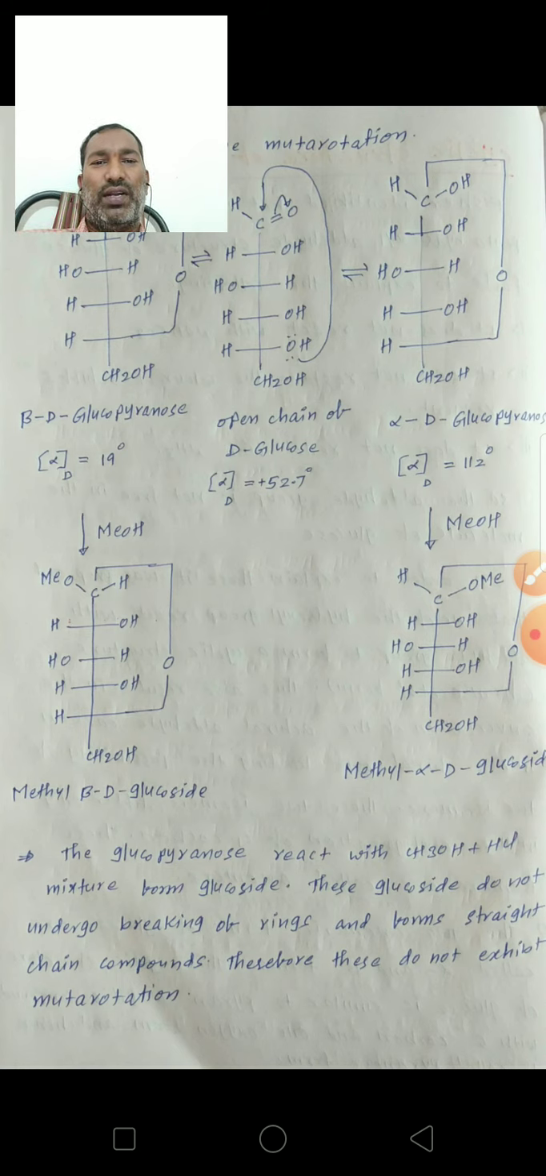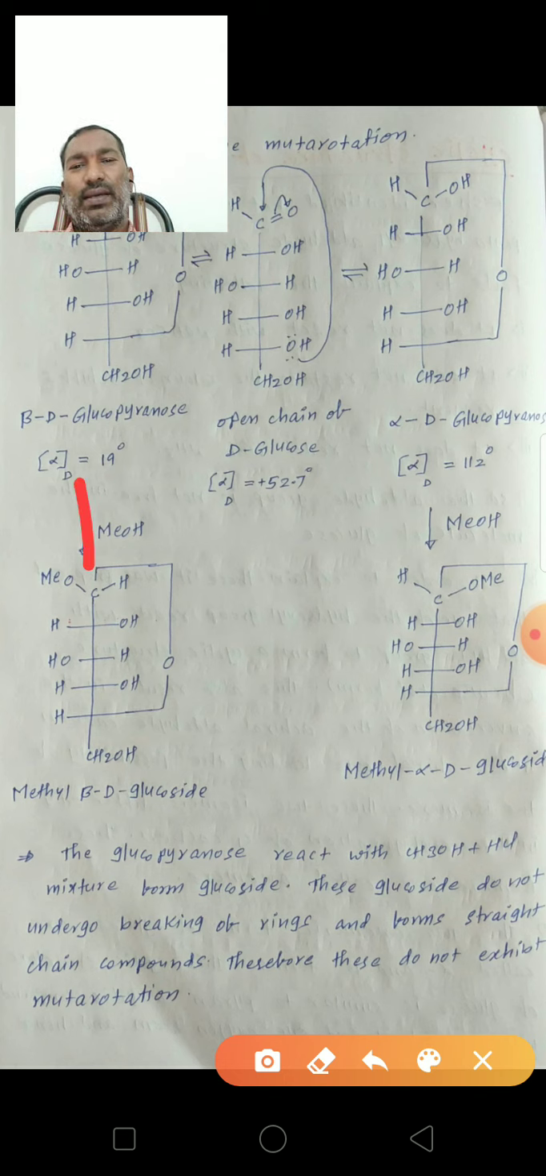Alpha D-glucopyranose reacts with MeOH to form methyl alpha D-glucoside. The first carbon OH reacts with MeOH to form methyl alpha D-glucoside, and beta D-glucopyranose reacts with methyl alcohol to form methyl beta D-glucoside. So this is the open chain, alpha D-glucopyranose structure and beta D-glucopyranose structure. These are all in equilibrium.